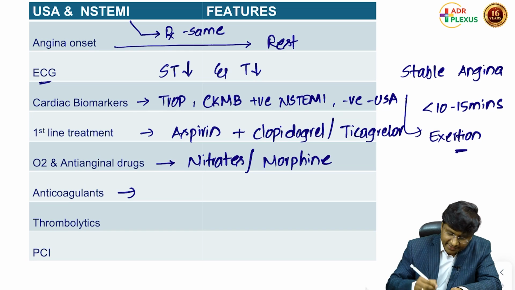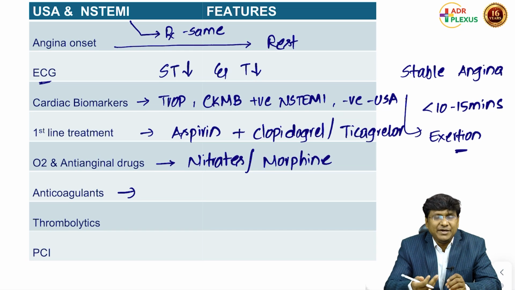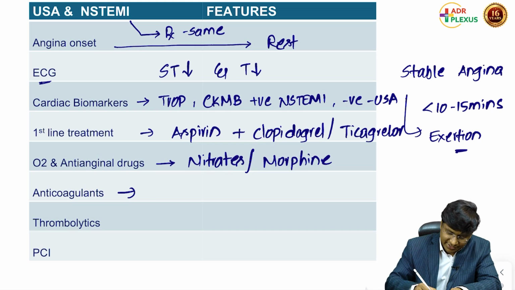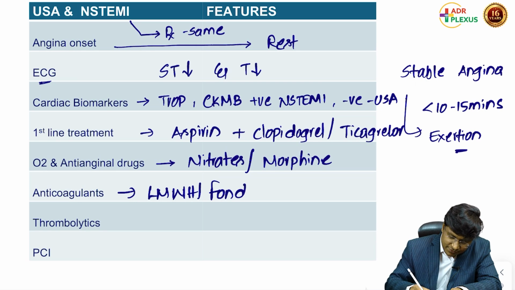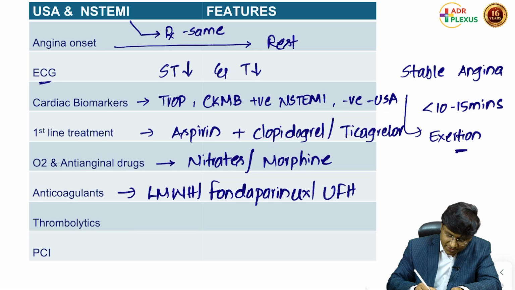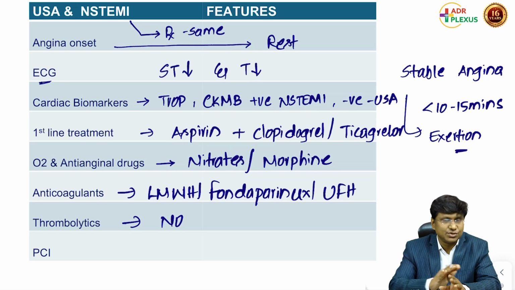And anticoagulant, yes, this is the way by which you will be doing the revascularization in case of NSTEMI as well as unstable angina. As I was telling, low molecular weight heparin or fondaparinux, or unfractionated heparin can be given. Either of these can be given. Whereas thrombolysis should not be done.